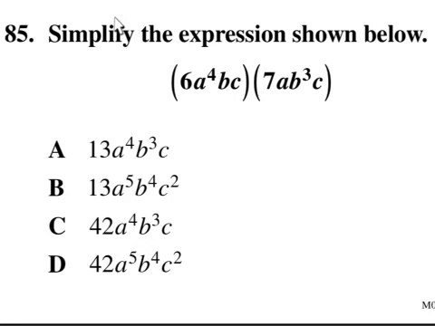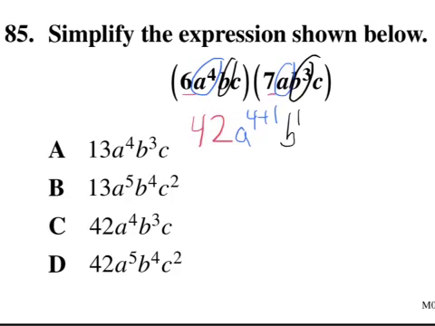When you multiply these two, you multiply the numbers in front. So 6 times 7 is 42. And then for the variables, you add the powers. So that's going to be a to the 4 plus 1. This is going to be b to the 1 plus 3. And then this one would be c to the first plus first. So you add the powers but multiply the numbers. And thus you get, which one of these? Would it be D?